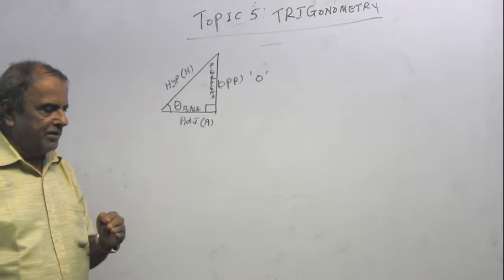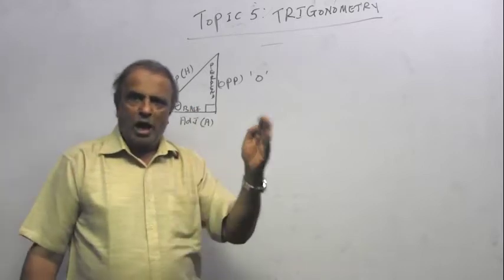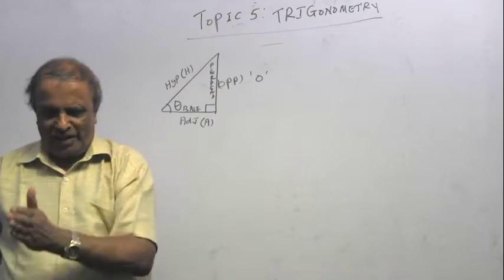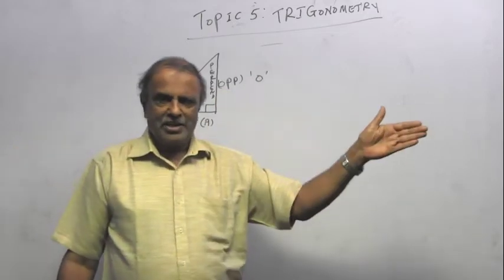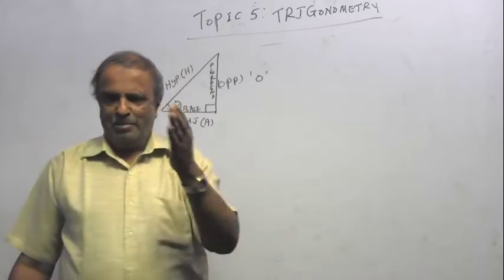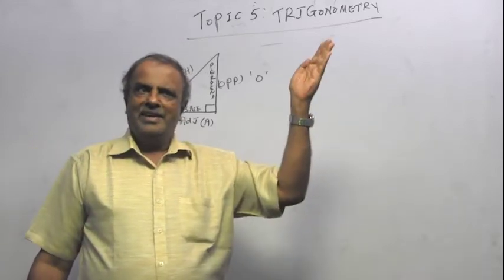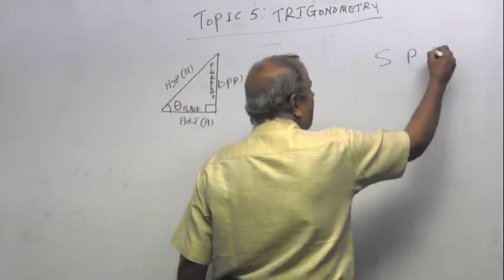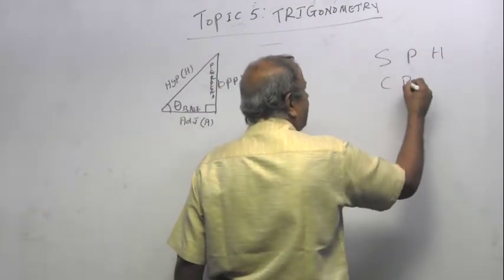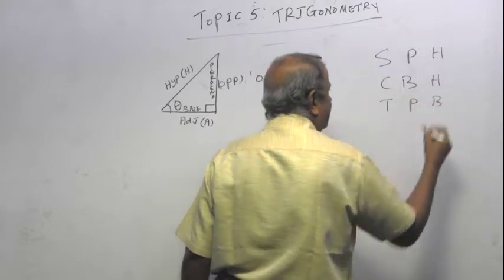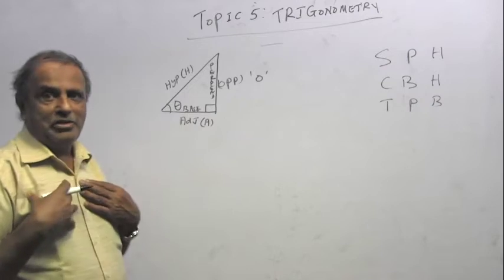Some people have curly brown hair to paint black, TPB. Okay, let me just put that. Some people have curly brown hair to paint black. This is how I learned trigonometry.